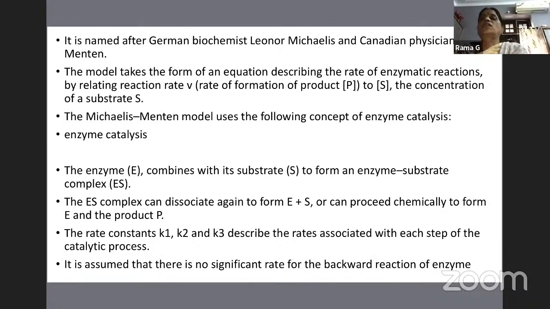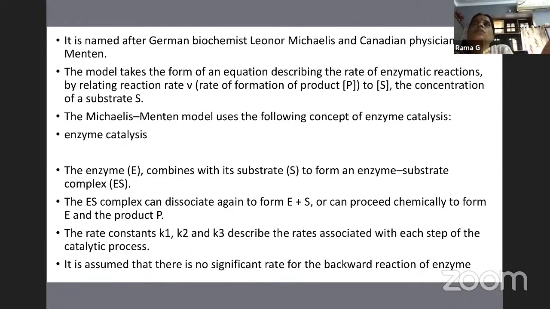Then next, this complex can dissociate again. That means this enzyme substrate complex is nothing but the transition state. And this transition state is not permanent. It is a temporary state. Further, this enzyme substrate complex dissociates, and by undergoing this dissociation, it proceeds chemically to form enzyme and product.